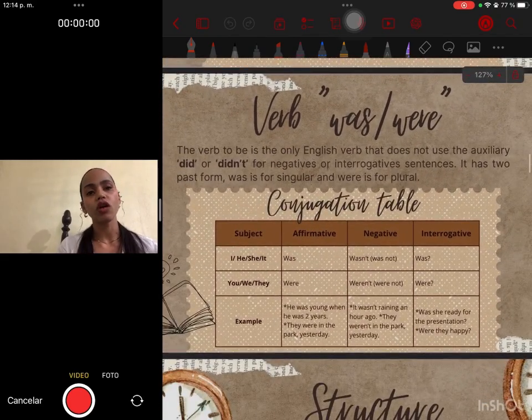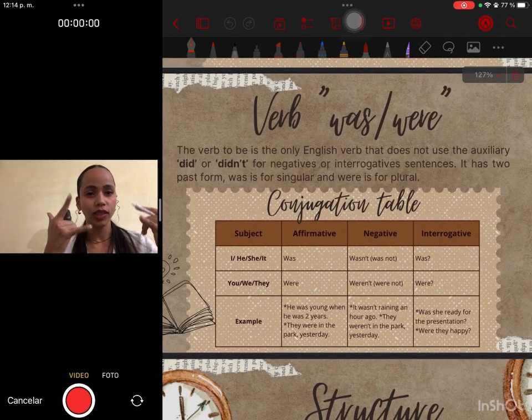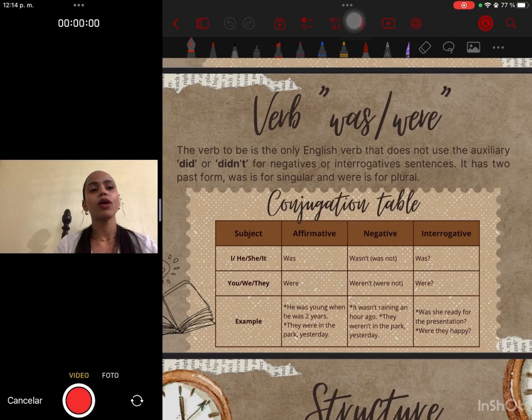Verb was, were. The verb to be is the only English verb that does not use the auxiliary did or didn't for negative or interrogative forms. It has two past forms. Was is for the singular and were is for the plural.